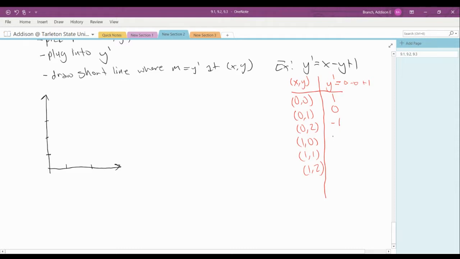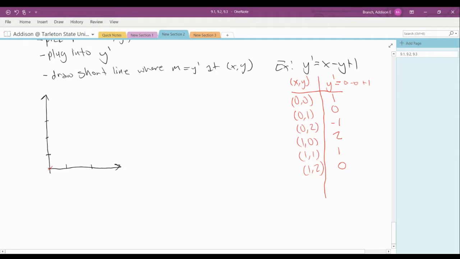We get 1 minus 0 plus 1 is 2. 1 minus 1 plus 1 is 1. And then 1 minus 2 plus 1 is 0. So now that we have all of those defined, what we can do is go over to those points. We know, for example, at (0, 0) our slope is 1, so we just draw a little hatch mark with a slope of 1.